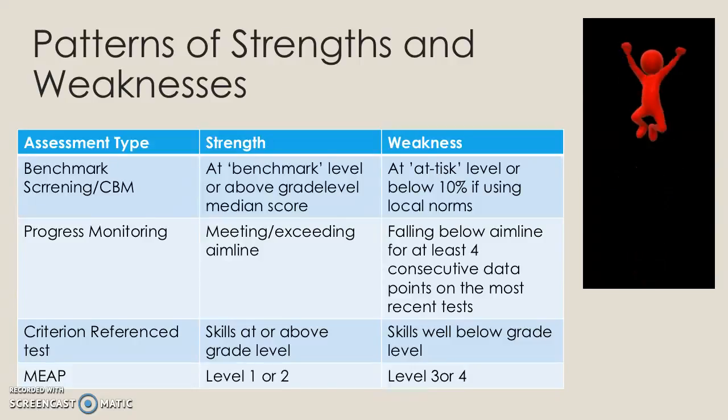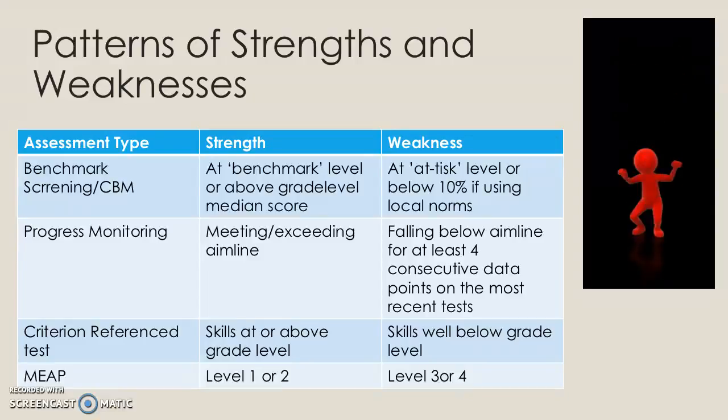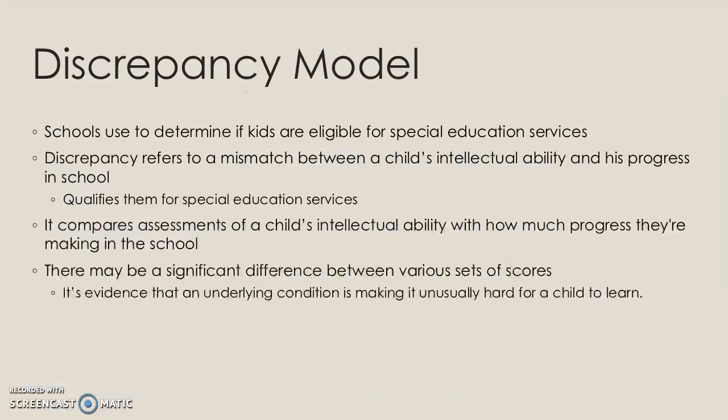A criterion referenced test, if it was a strength, the skill would be at or above grade level. The weakness would be below grade level. And for a test like the MEEP test, a strength would be at level 1 or 2, a weakness would be at level 3 or 4.